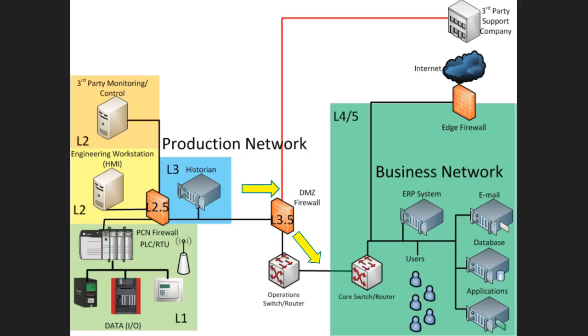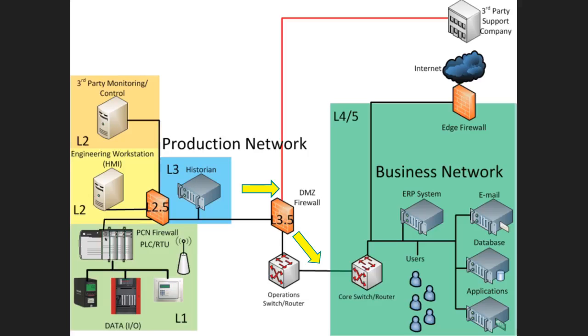We've taken our initial diagram. Now we've kind of cleaned it up some. Now we do have an initially segmented Purdue network. So L4 and 5 is over here. That's all IT. Between the operation switch router, you've got your DMZ firewall. This firewall could be between these two. It just depends on your network architecture. But basically, you have an L3.5 firewall between enterprise and OT.